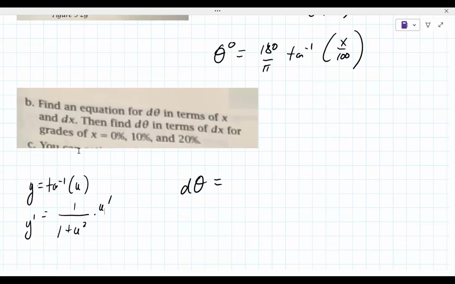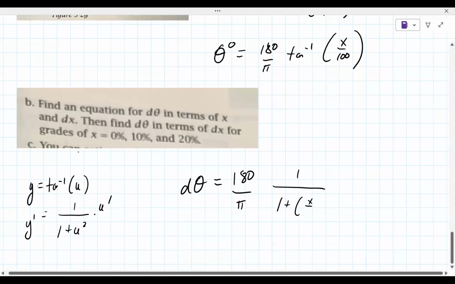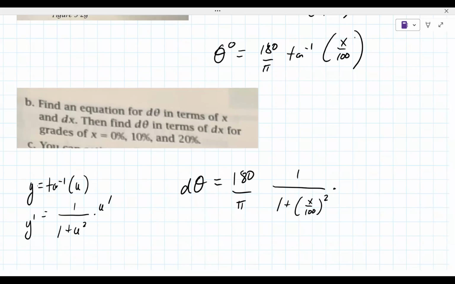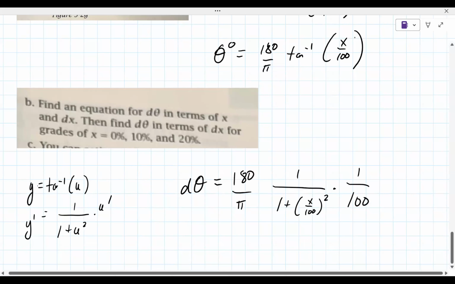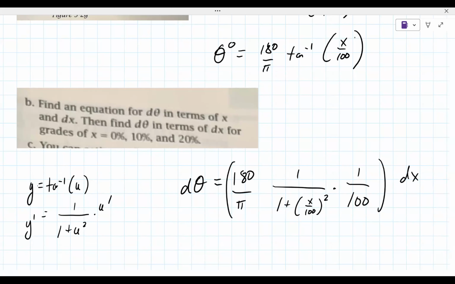Yeah, so d theta equals 180 over pi times 1 over 1 plus (x over 100) squared, times what's the derivative of the inside function? It's 1 over 100, a constant times x. Okay. But then you multiply all of that by dx. Any questions on that?